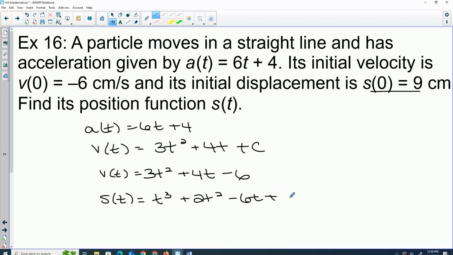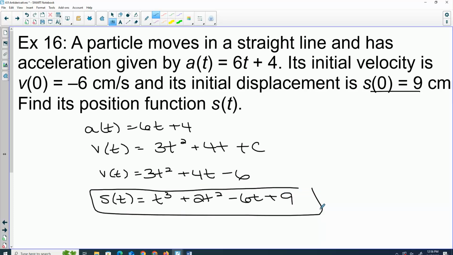You don't want to rewrite that one? I know, getting lazy. Did you get it? Are you okay if instead of using s or x, I put p of t? Yeah, as long as I know what you're talking about.